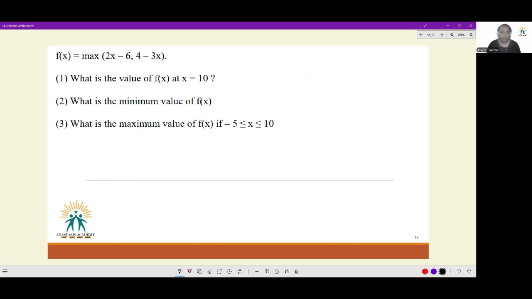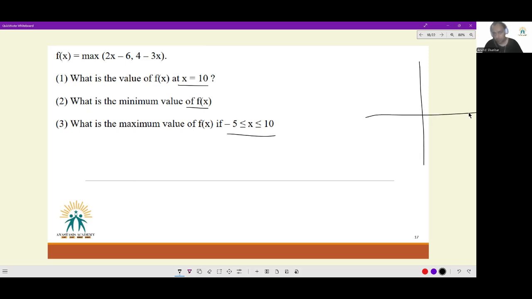Next one now. Now f(x) is equal to the max function, which is 2x minus 6 and 4 minus 3x. Again, we can draw the graph, we can do everything. We, of course, don't need to draw the graph every time, especially when you have simple questions like these. But in case we are looking to draw the graph, let us go ahead, draw it.